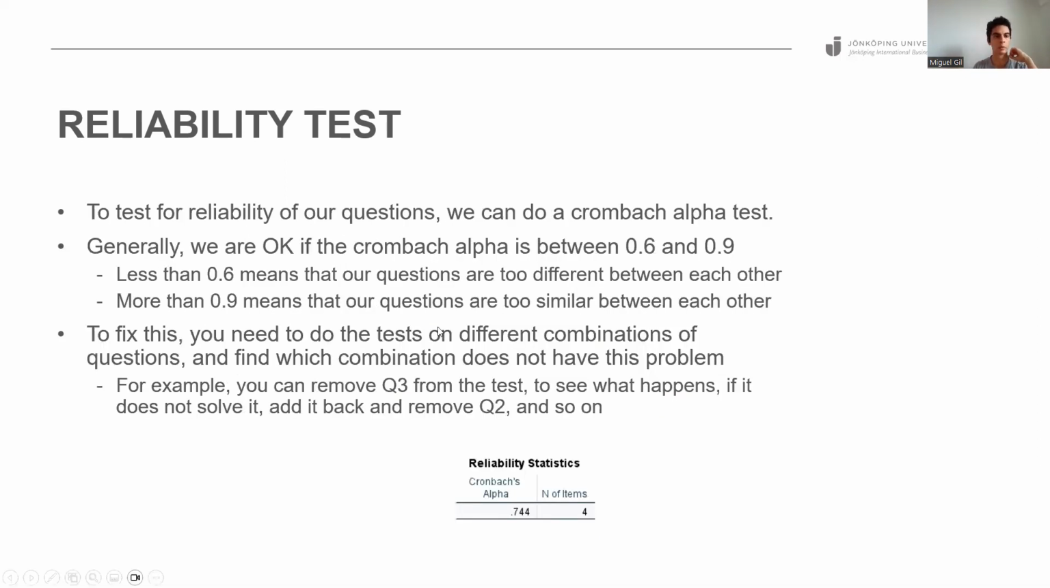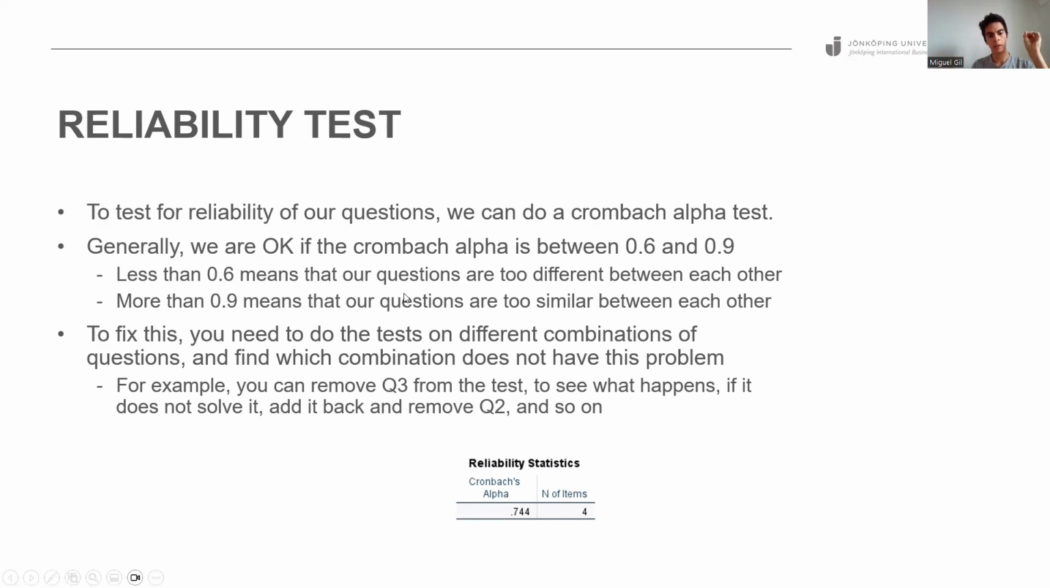And to do this test, SPSS can help us. In this lecture, I will not teach you how to do it in SPSS. We have the quantitative lab for that. But I will talk more about the interpretation. So later you can combine SPSS with this lecture and you will be able to fully understand quantitative analysis. So we need to test for reliability of our questions, and we can do it very simply in SPSS.